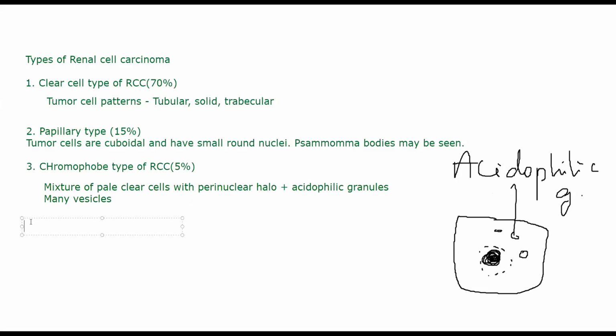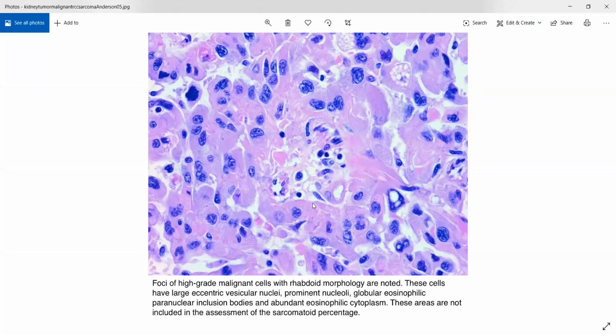Now, coming to the fourth type, it's called sarcomatoid type of RCC. Sarcomatoid RCC looks like this. Right. This is how sarcomatoid RCC looks. So this is the most anaplastic type of renal cell carcinoma. Anaplastic in the sense that this is the most malignant type of carcinoma that is occurring.